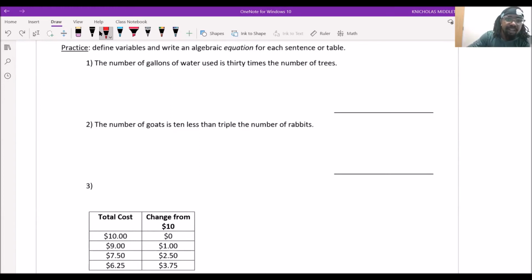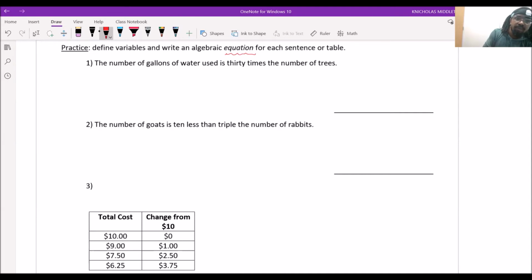All right, so here we go. It says define variables and write an algebraic equation. Very important for us to know the difference here between what's being asked of us. It's equation. Last time was expression. Remember that an expression does not have an equal sign, where an equation will.